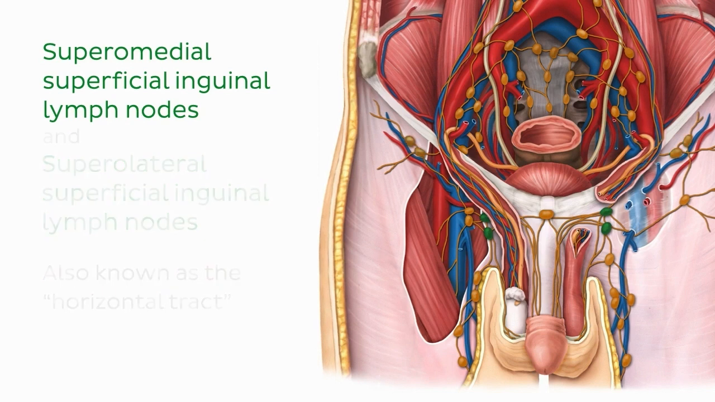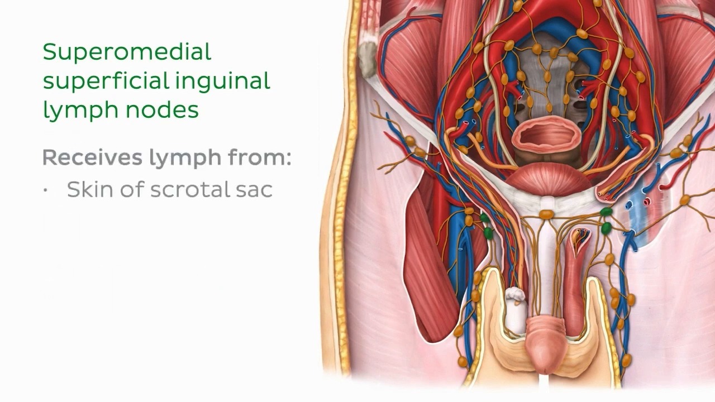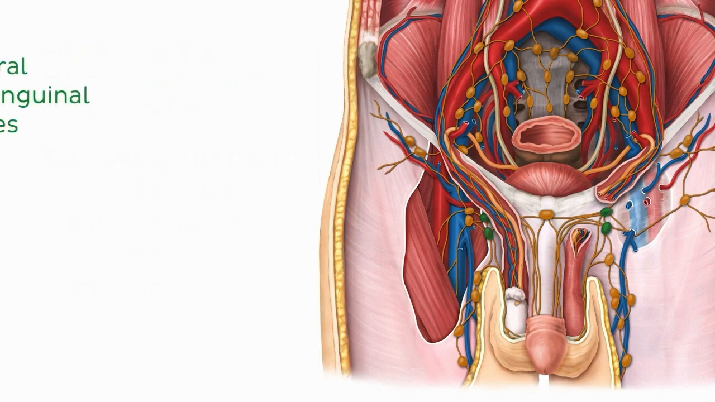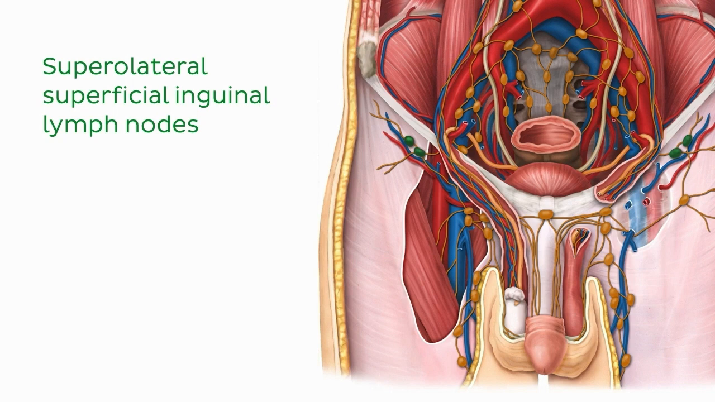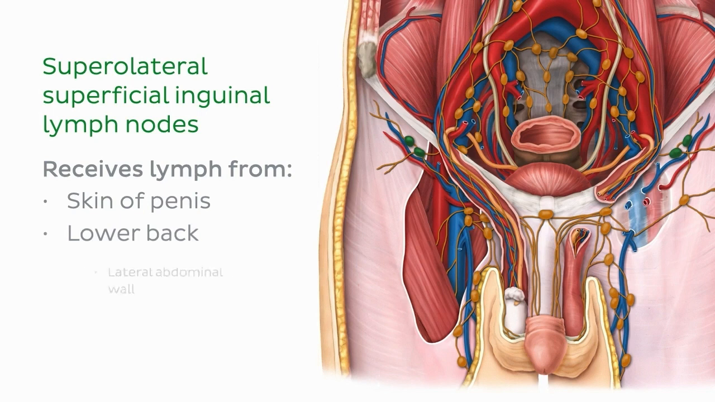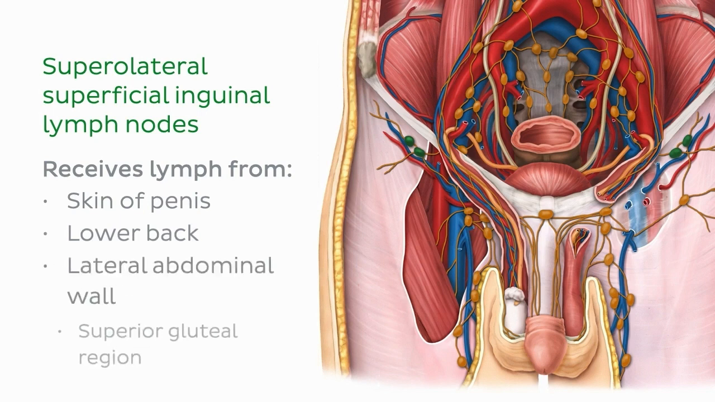The supromedial superficial inguinal lymph nodes receive lymph drained from the skin of the scrotal sac, the external genitalia, the perineum, and the anal canal. The superolateral superficial inguinal nodes, on the other hand, primarily receive lymph drained from the skin of the penis, the lower back, and lateral abdominal wall, as well as the superior gluteal region.